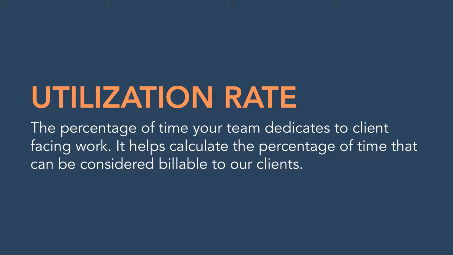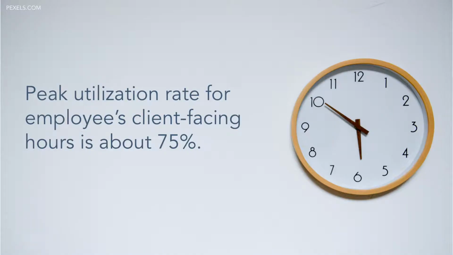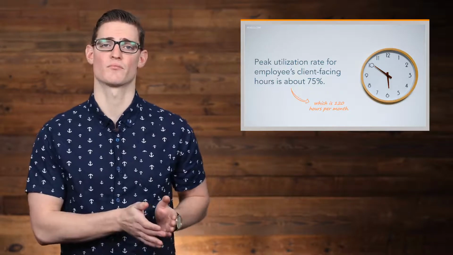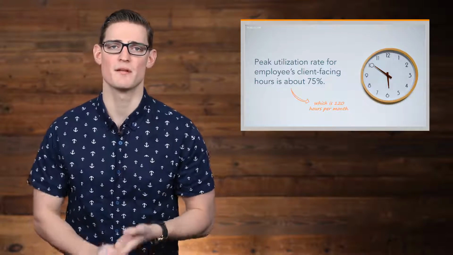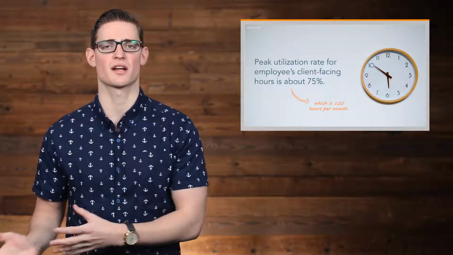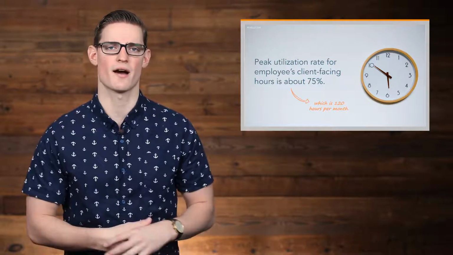If you're tracking your employees' time, then you should have a good grasp on overall utilization rates for future capacity planning. As a reminder, utilization rate is the percentage of time your team dedicates to client-facing work, which will help you calculate the percentage of time that can be considered billable to your clients. Peak utilization for an employee's client-facing hours is about 75%, which is 120 hours per month if you consider a 40-hour work week. The remaining 25%, or 40 hours per month, is usually dedicated to emails, documentation and administrative work, and any internal projects not necessarily aligned to an account.